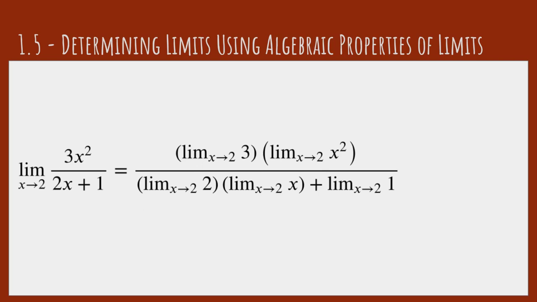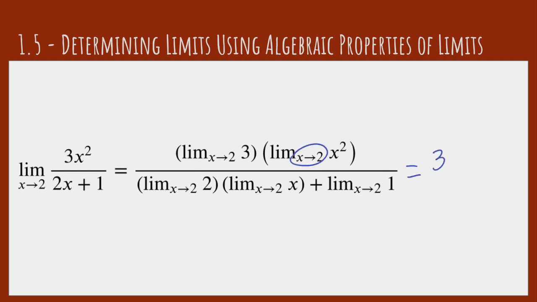Just to look at the numerator here, we can split the 3 apart from the x squared because that's a product, and evaluate the limit as x approaches 2 of 3. Essentially what that's saying is what happens to the value of 3 as x gets closer and closer to 2. Seems like maybe kind of a silly question because this doesn't depend on x at all, so that's just going to be 3. So this limit here is going to be 3.